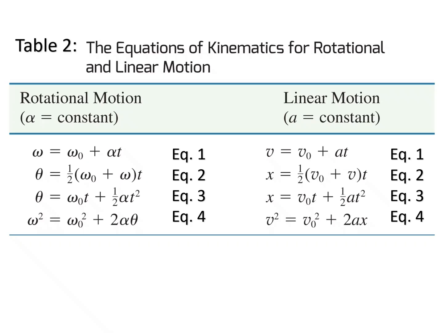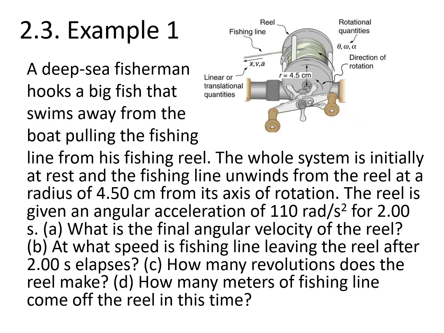Let us apply these ideas to a fishing reel that starts from rest and speeds up. A deep sea fisherman hooks a big fish, and the fish pulls line from the reel. The system starts from rest, and the line unwinds from the reel at a radius of 4.5 centimeters from the axis of rotation. The reel has an angular acceleration of 110 radians per second squared for 2 seconds.